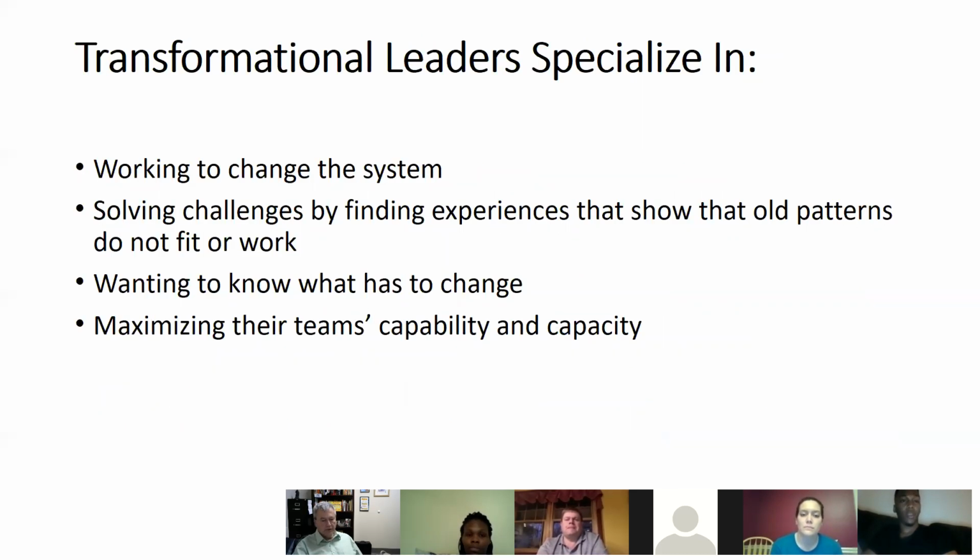So the specialty for these folks, they are change agents. They are the ones who districts and superintendents like to hire to come in and make some changes. They solve challenges by finding experiences that show that the old path no longer works. Here's what they do. When you go into a school and you have one of these kinds of leaders, you're going to have the naysayers saying, we've done that before, it doesn't work. Well, a transformational leader will show you that what's currently being done doesn't work anymore. And that's how they motivate people to move forward. They want to know what has to be changed, so they are very much into analyzing the school, analyzing the data, and finding out what doesn't work, and moving the staff toward developing their capacity and capability.